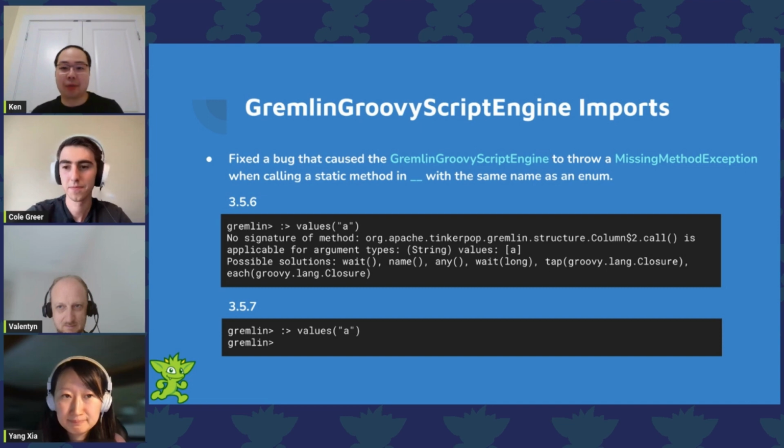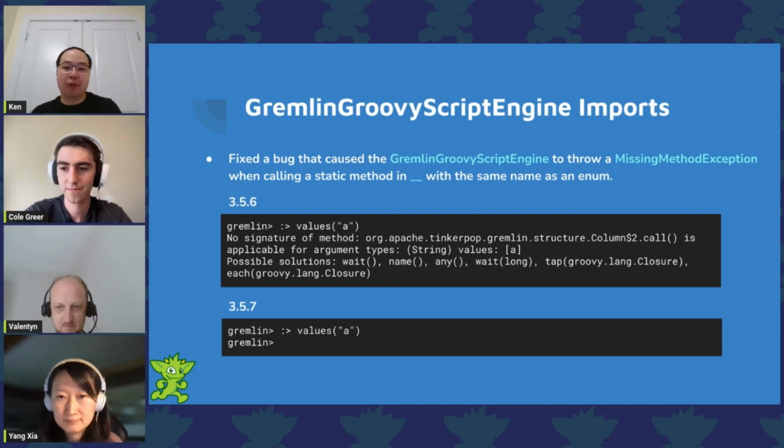But yeah, we've changed how that works now so that it's been fixed. So you can see in 357, you can now do that sort of values with a string parameter, and it'll work again. But one question you might have is, where would I normally encounter the Gremlin Groovy script engine then, if it doesn't affect the console?